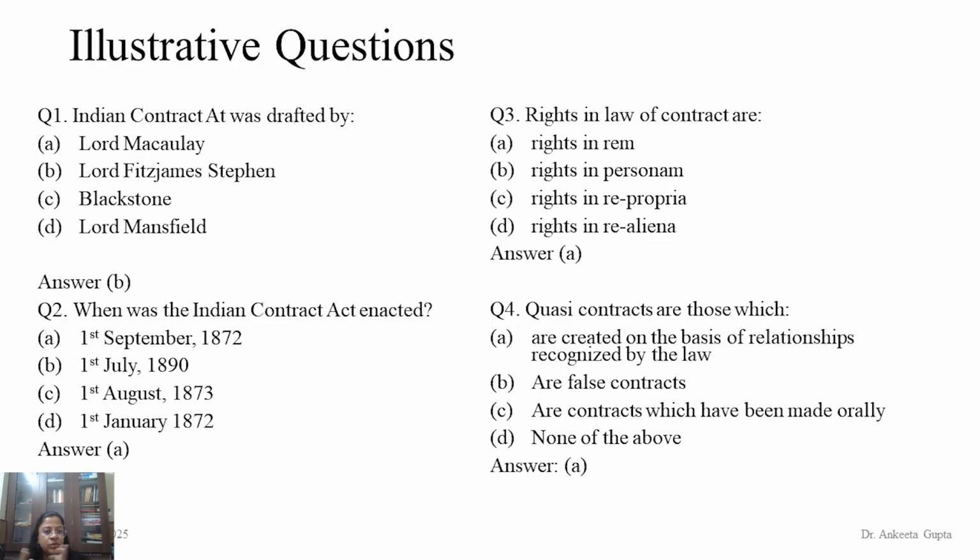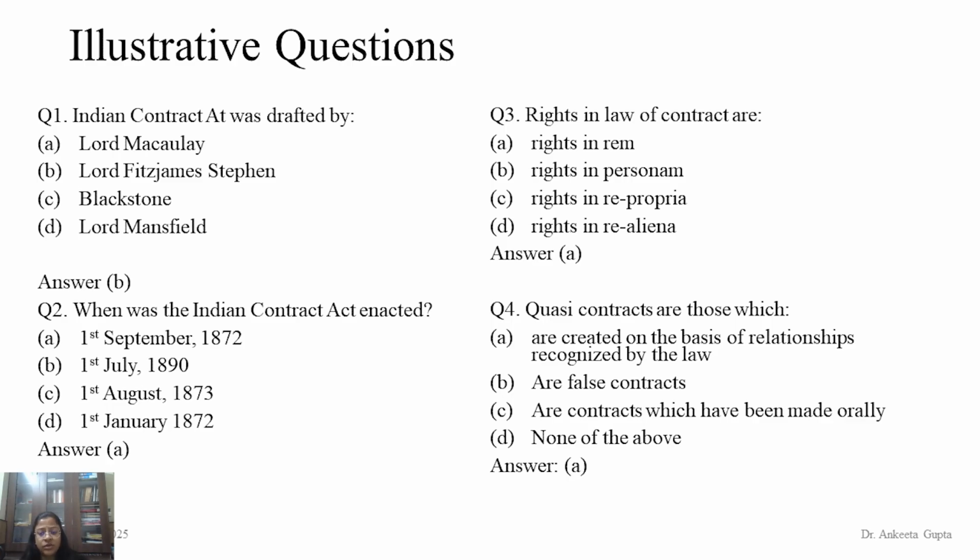The Indian Contract Act was drafted by Lord Fitzjames Stephen. Then, when was the Indian Contract Act enacted? Here I've given you these dates: 1st September, 1st July, 1st August, 1st January. Then the law of contract, are they rights in rem or rights in personam? Now here you have to be very careful in taking the answer, because rights in re propria, in re aliena, these have not even been discussed till now.